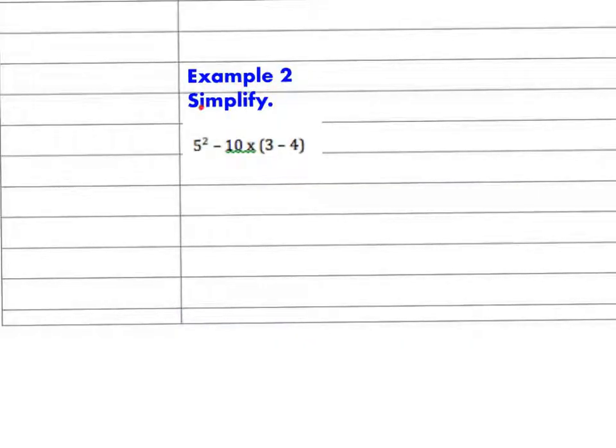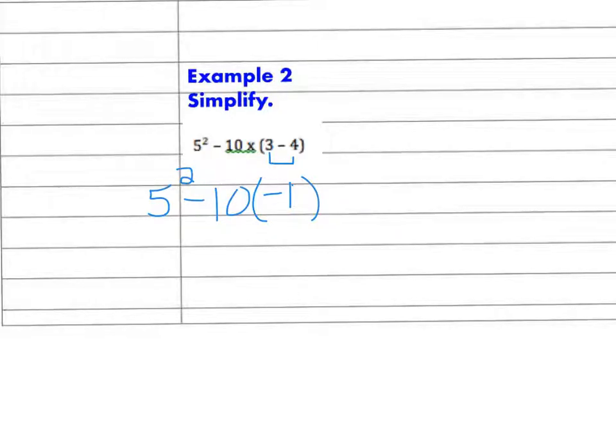Example 2, simplify. We have 5 squared minus 10 multiplied by the quantity of 3 minus 4. So following order of operations, we need to do these parentheses first. So we need to do 3 minus 4, which is -1. Still need to multiply by 10. And we have 5 squared minus 10 multiplied by -1.